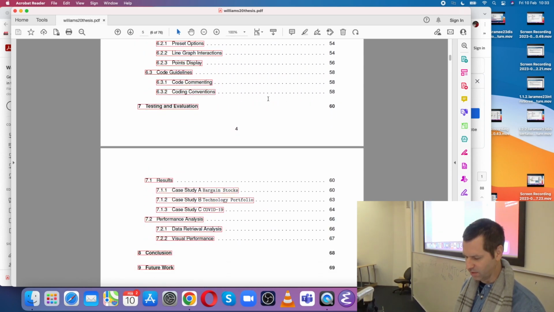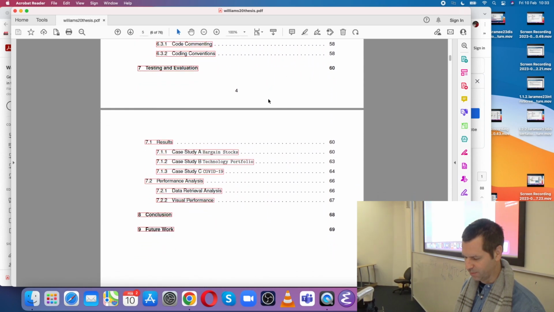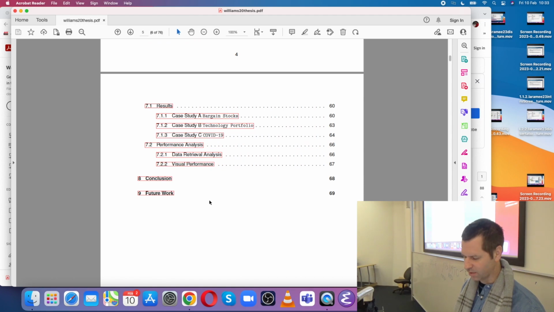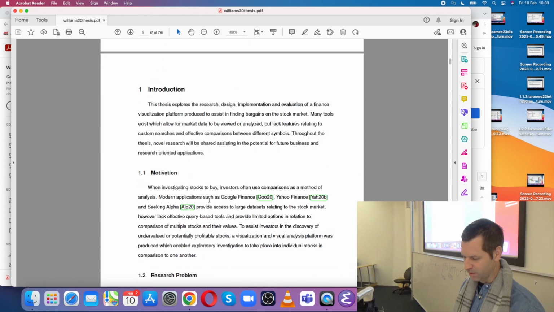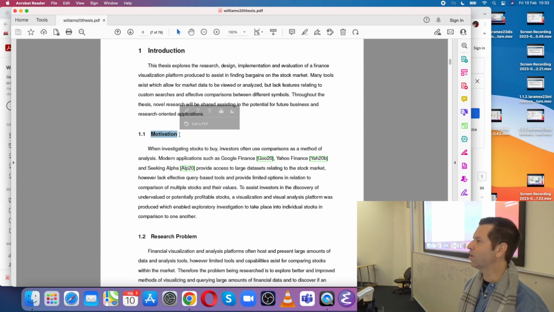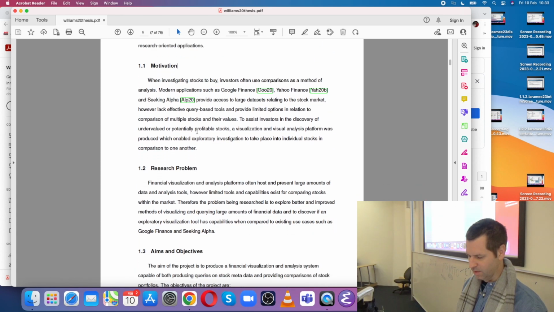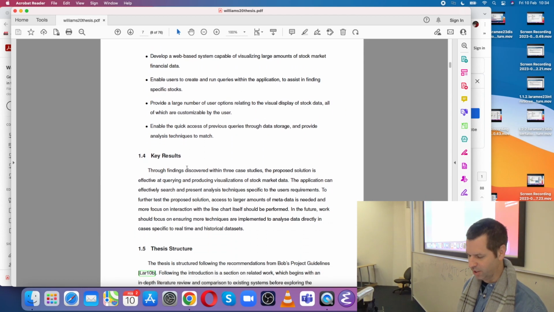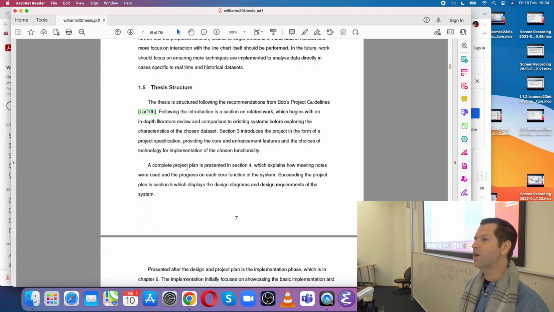Table of contents, testing and evaluation results. So he performed some case studies. He even did some performance analysis, right? There's an introduction. The introduction includes that motivation we were talking about, the research problem, the problems he's trying to solve, aims and objectives, very well structured, key results, thesis structure. So the introduction is really well organized there.